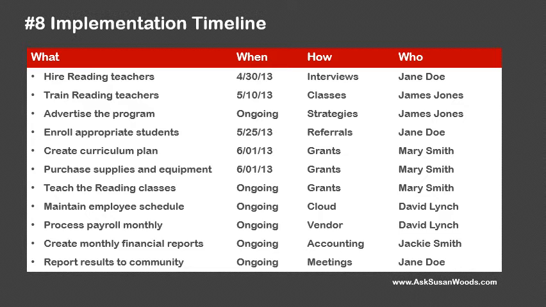Once you've completed your task list and you're satisfied with the sequencing of it, then you put it into your implementation timeline. After you've done that first column, the what, those are the tasks that I just talked about. You put those tasks under the what column in the right sequence. Then you go to when, then how, then the who or whom. But this is just a sample.